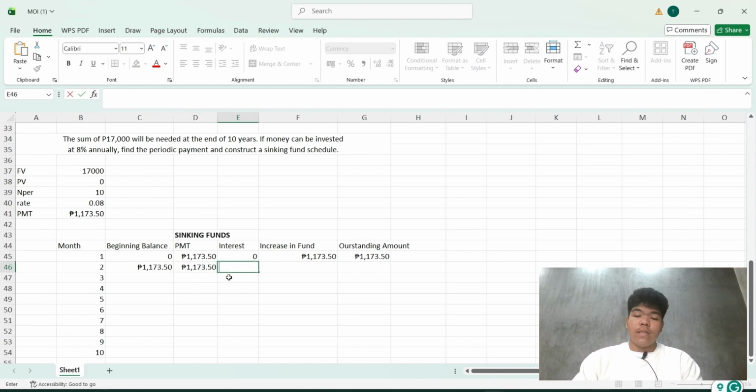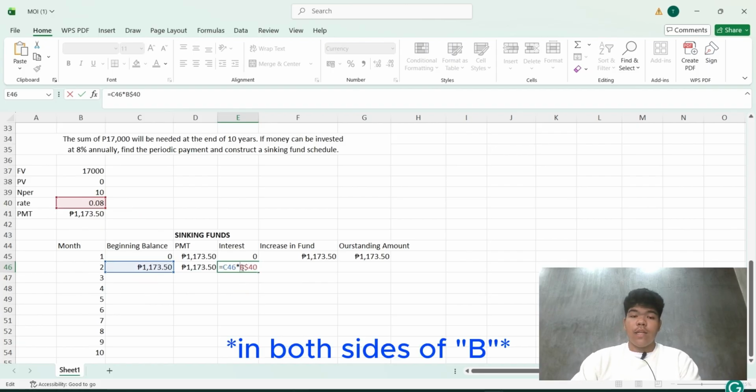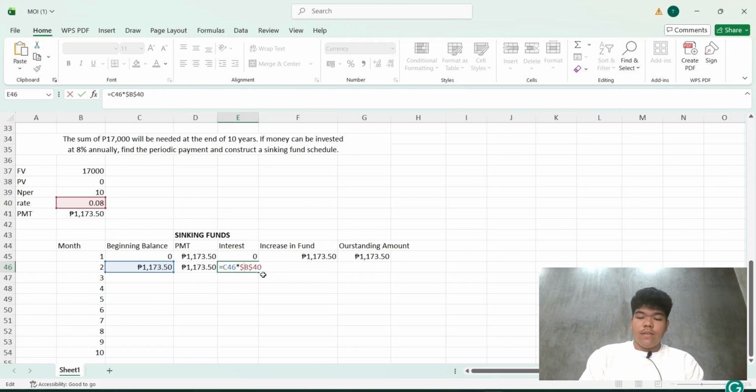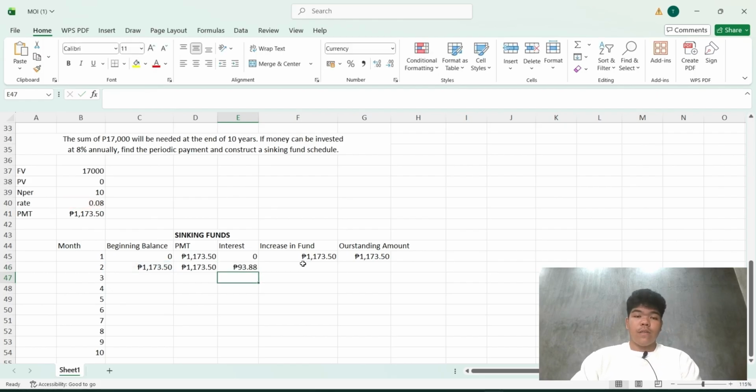Remember, interest is the product of our beginning balance and our rate. So put equal sign, click our beginning balance, multiply it to our rate. Now before we tap enter, we put dollar signs in between the letter B here for our rate because the rate does not change and it is a constant. Now once we've done that, press enter, and now we have our interest.